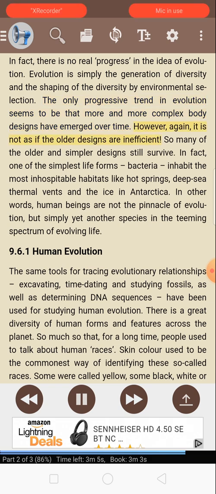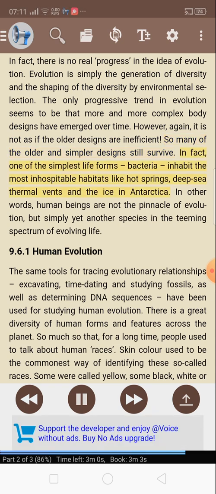The only progressive trend in evolution seems to be that more and more complex body designs have emerged over time. However, again, it is not as if the older designs are inefficient. So many of the older and simpler designs still survive. In fact, one of the simplest life forms, bacteria, inhabit the most inhospitable habitats like hot springs, deep sea thermal vents, and the ice in Antarctica. In other words, human beings are not the pinnacle of evolution, but simply yet another species in the teeming spectrum of evolving life. 9.6.1 Human evolution.